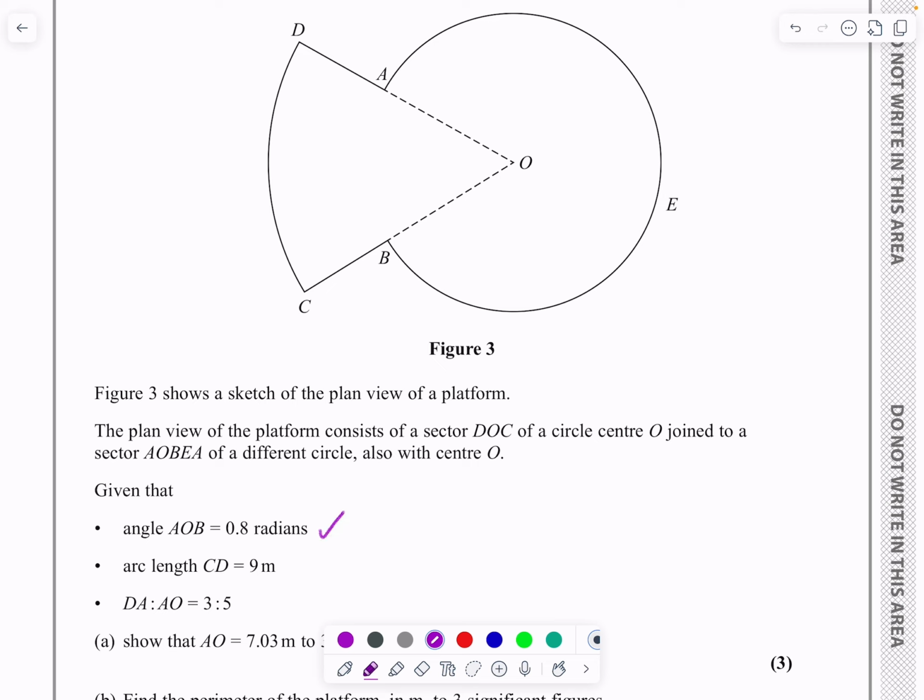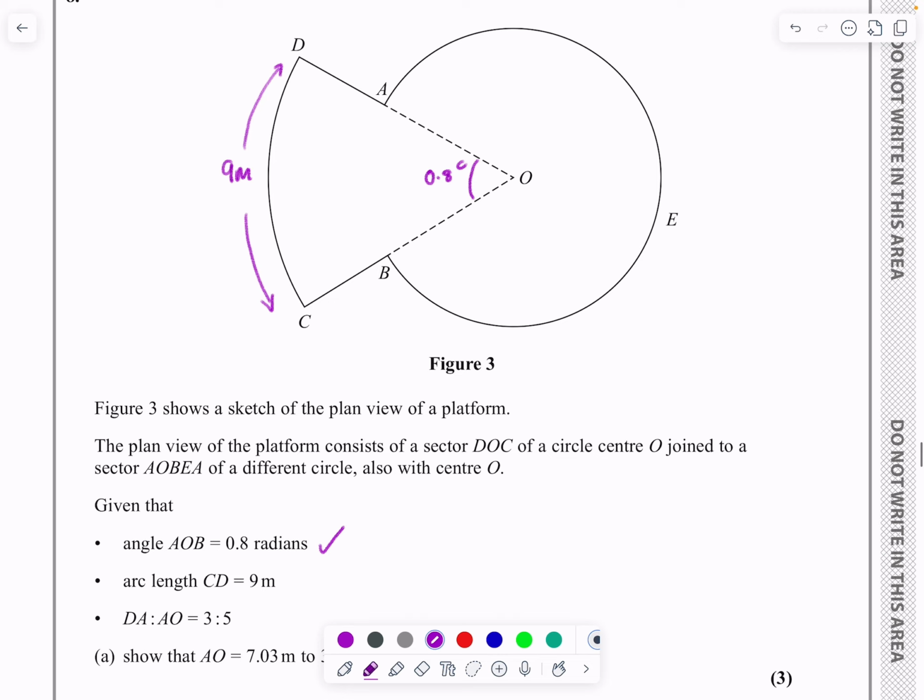They've said angle AOB is 0.8 radians. They've told me that the arc length CD, this big arc here, is equal to 9 meters, and they've told me that DA to AO is in the ratio 3 to 5. So this to this is in the ratio 3 to 5. It doesn't mean that they're 3 and 5, obviously. They're just in those ratios. One way I might say that is that that's 3/8 and that's 5/8 of DO or OD, however you want to say it. And then let's have a look at part A.